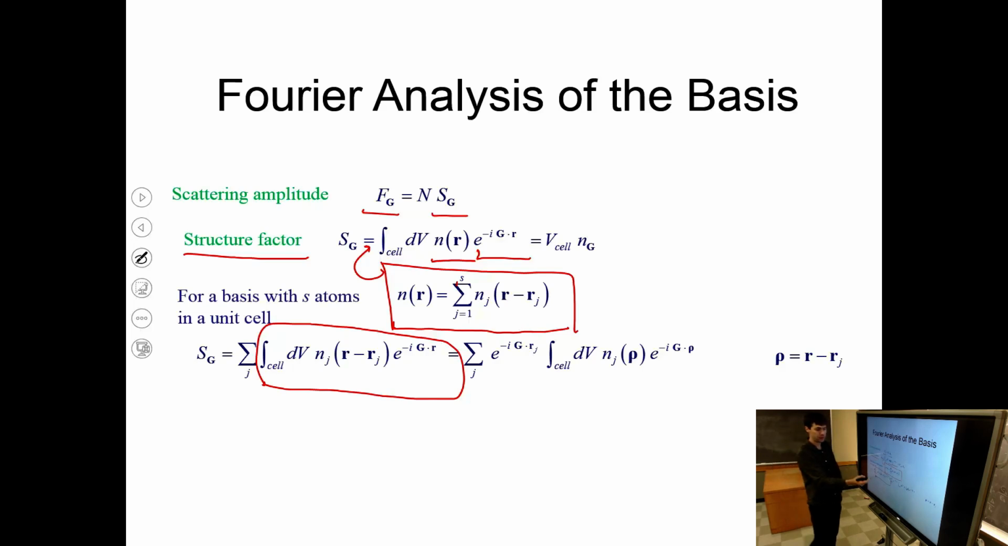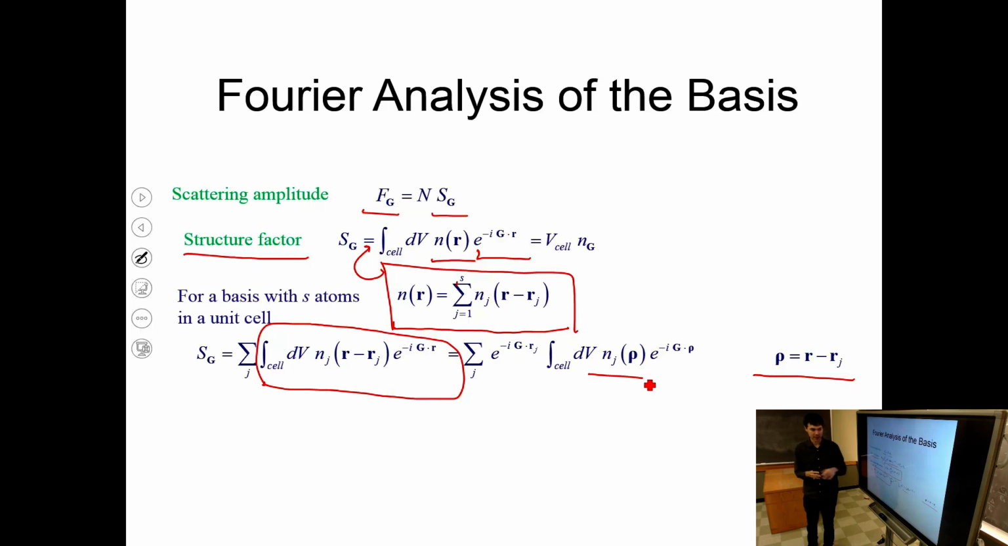Right, so this is just rewriting it in terms of the coordinates with respect to each atom. Whereas here we have R, which are the positions inside the unit cell, the function Nj is centered around the position of the atom, which is Rj. So if we introduce rho, which is R minus Rj, we will have these Nj of rho functions, which are unique to each atom. They just describe this one atom and how X-rays interact with this atom.